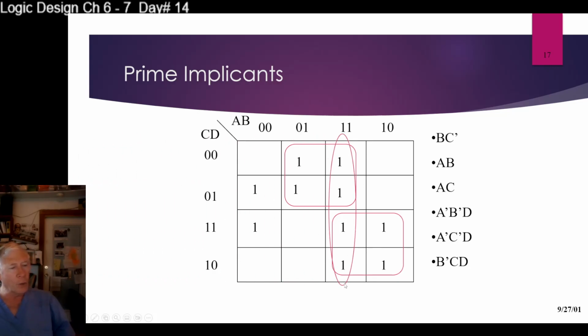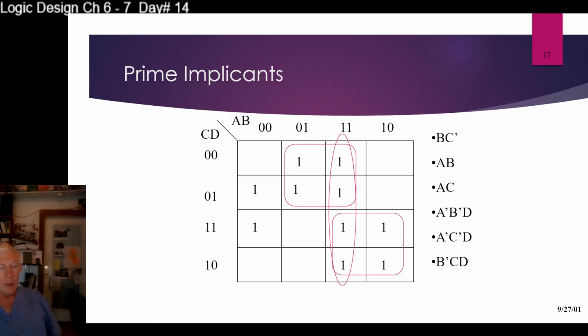Now, when we add this vertical column, which is going to be AB because of the 2 1s up here at the top, are there any 1s in this whole column that are not already covered by another prime implicant? And the answer is no. The top 2 1s are covered by the group of 4 on top, and the bottom 2 1s are covered by the group of 4 to the right on the bottom. So there's no new 1s being covered. They're all already being taken care of. So this group of 4 in this column becomes a non-essential prime implicant.